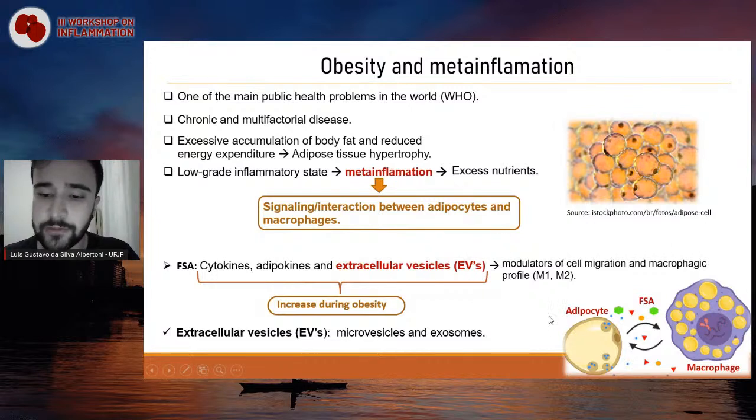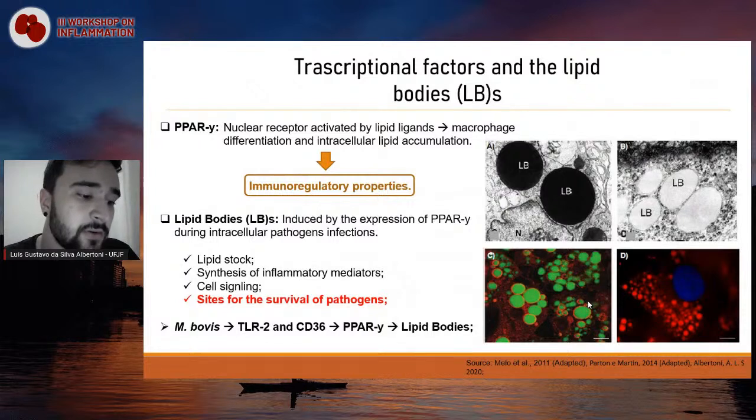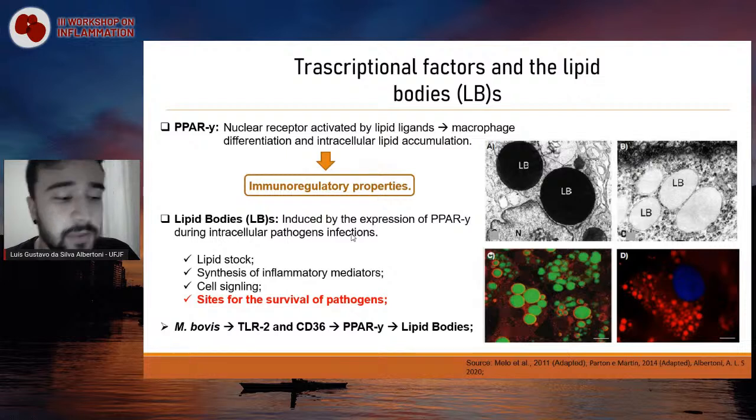The adipocytes that take part in the crosstalk undergo differentiation through pathways from transcriptional factors, such as PPAR gamma. These transcriptional factors play a fundamental role. PPAR gamma is a nuclear receptor activated by lipid ligands, which has numerous immunoregulatory properties in macrophage function and adipocyte differentiation. PPAR gamma specific ligands are highly active and induce the expression of lipid bodies. And the lipid bodies are highly active cytoplasmic organelles that play a role in lipid metabolism and storage, synthesis of inflammatory mediators, cell signaling, and function as sites for survival of pathogens.